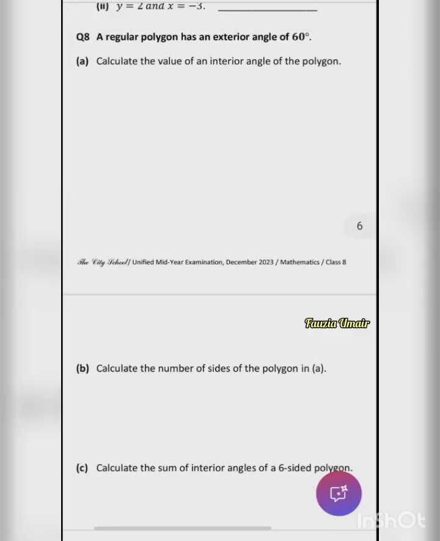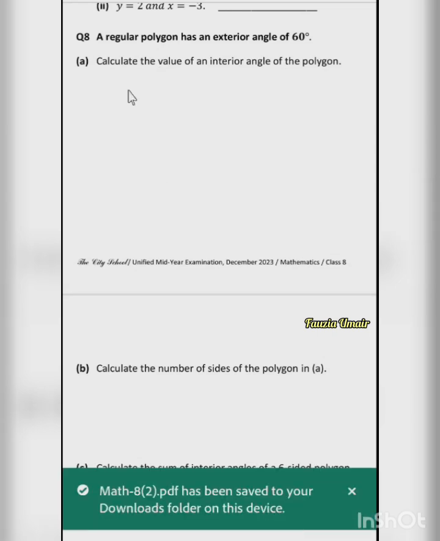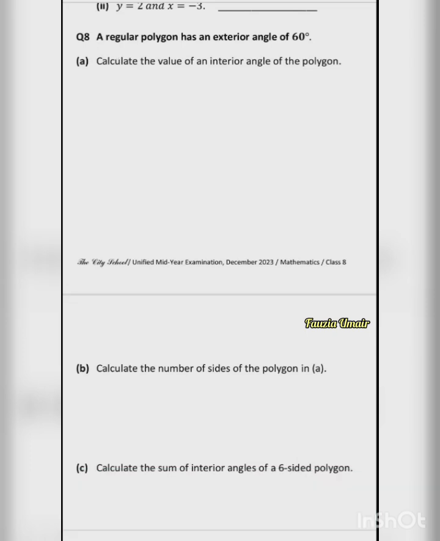This kind of question will definitely be in the paper. The question might be different, but the context will be the same. So from question number 8, we are going to start. The question is: a regular polygon has an exterior angle of 60 degrees. There are two pieces of information we are getting from this statement. One, that the polygon is a regular polygon.